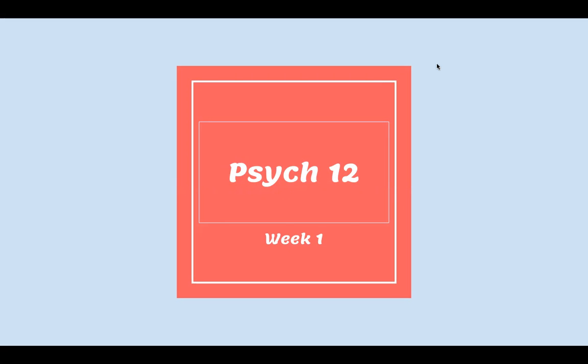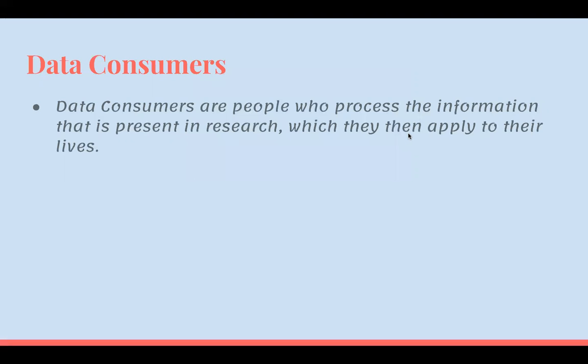Firstly, we have to look into what data consumers and data producers are. Data consumers are people who process the information that is present in research, which they then apply to their lives. If you've ever read an article that utilizes scientific data to make a claim, then you're also a data consumer.